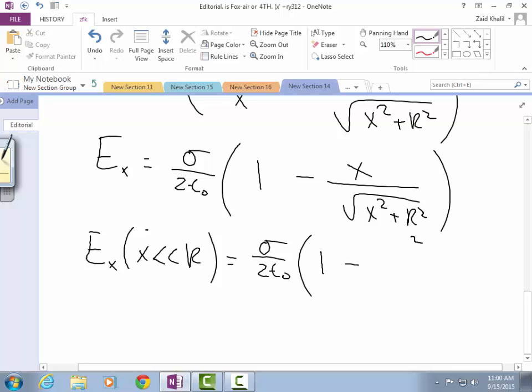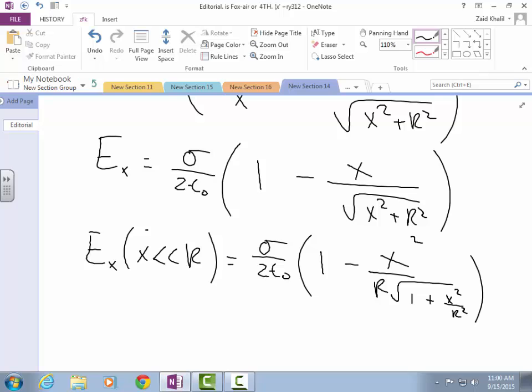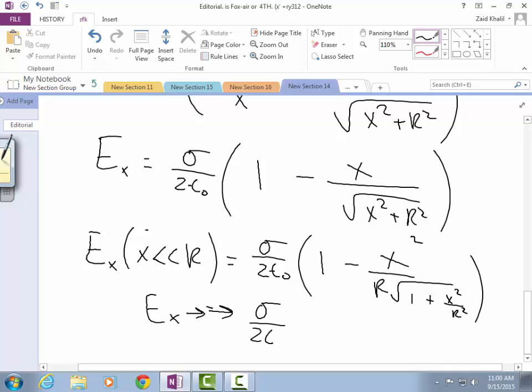you get a 1 minus x over r square root. What's inside the square root? 1. Right? Notice, what does this thing approach? 0. Why? Because that is 0, so that becomes 1, and x over r is approaching 0. So notice E of x approaches what? Sigma over 2 epsilon 0, which is? What is that called?